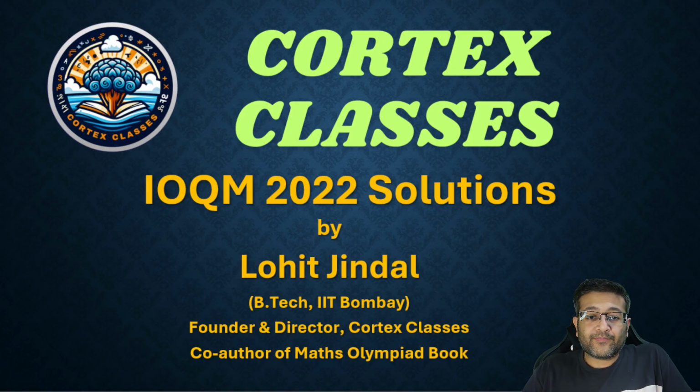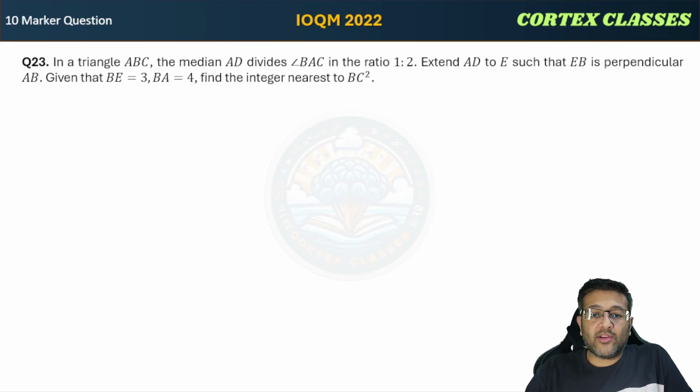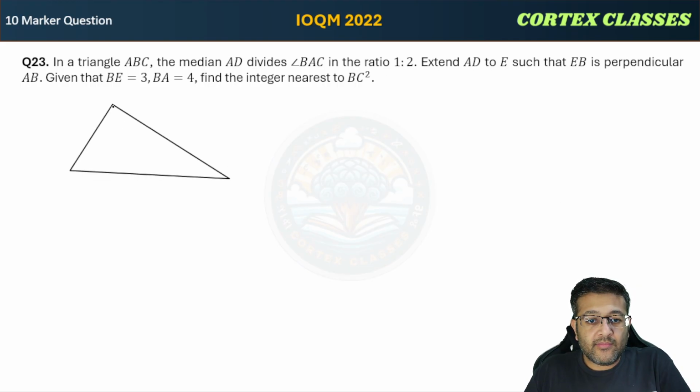So let's see. Here is the question, guys. Let's draw the diagram first. So let's read it first, guys. In a triangle ABC, the median AD divides angle BAC in the ratio 1:2. So the median divides the angle in the ratio 1:2. Okay, so we might have to draw it like this.